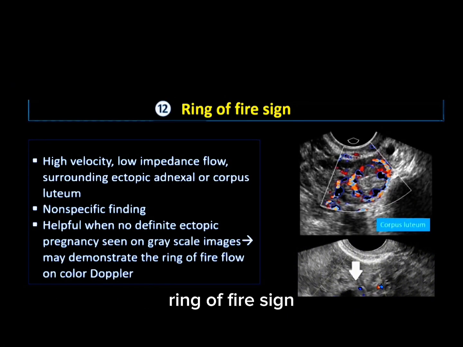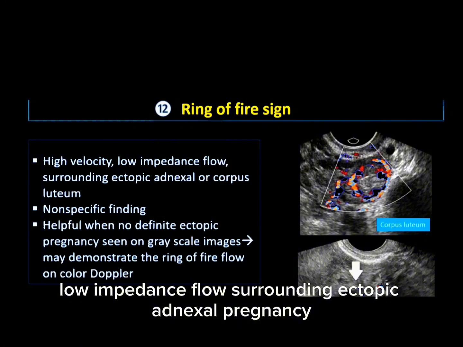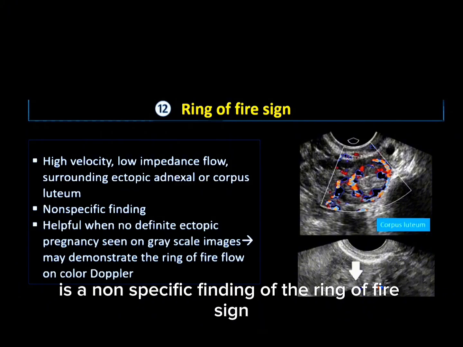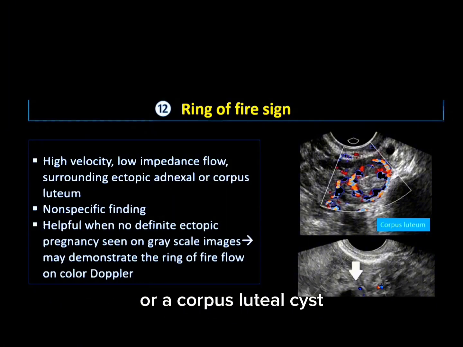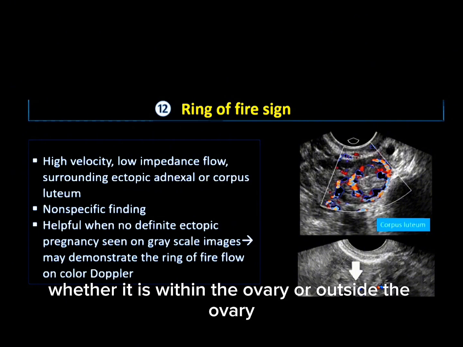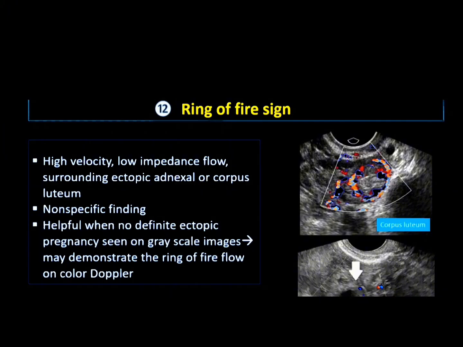Ring of fire sign. The term ring of fire was used to describe the high velocity, low impedance flow surrounding an ectopic adnexal pregnancy. Peripheral hypervascularity is a nonspecific finding of the ring of fire sign, and may also be seen surrounding a normal maturing follicle, or a corpus luteal cyst. Determining the location of this type of flow, whether it is within the ovary or outside the ovary, is most important to distinguish between an ectopic pregnancy and a corpus luteum.